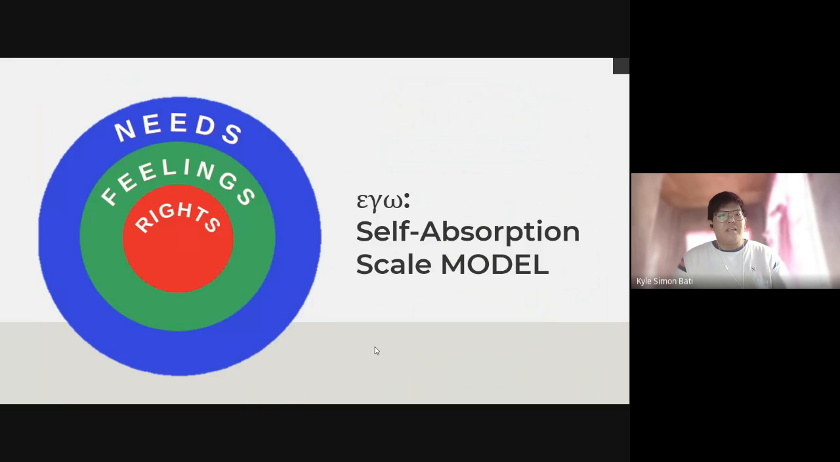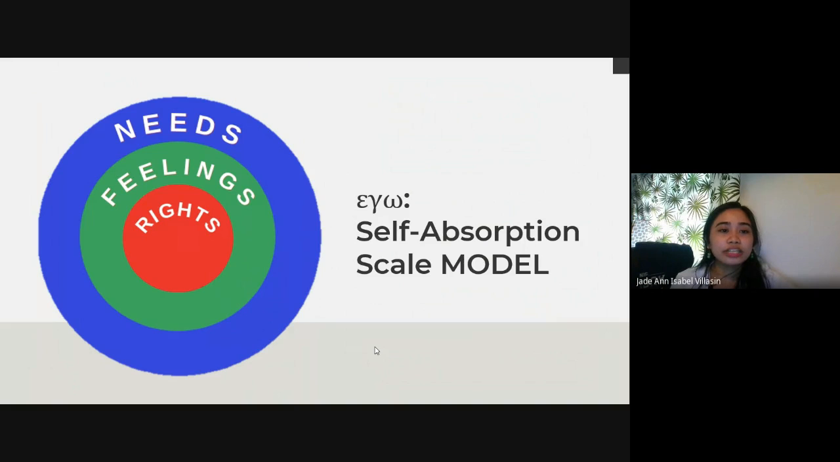Next slide, please. Here is the model of the self-absorption scale. I would like to call Ms. Villasin to present this model. So, as you can see, it looks like a target, because the goal is to find out why someone is self-absorbed in their thoughts and behaviors. Self-centeredness has numerous causes, but this test concentrates on three subtypes of it, which are needs, feelings, and rights.